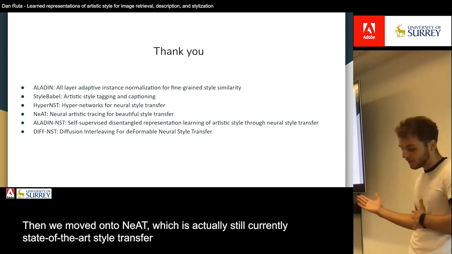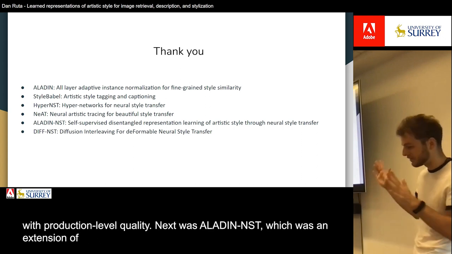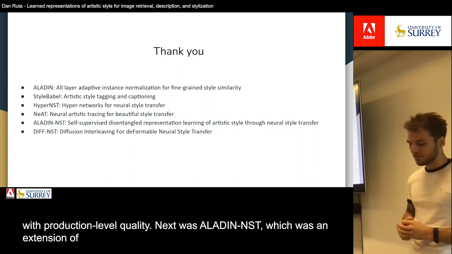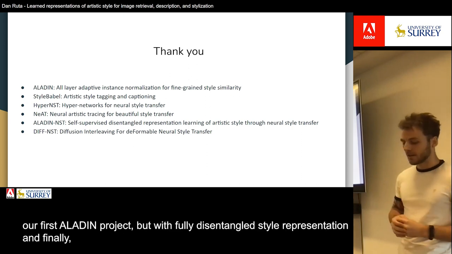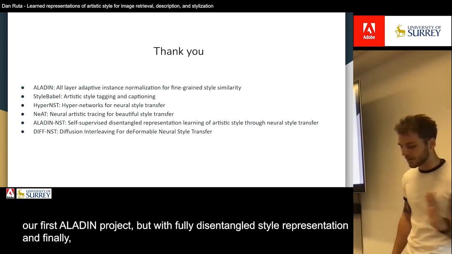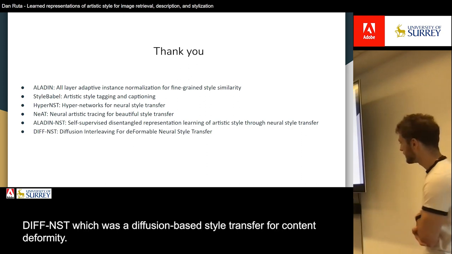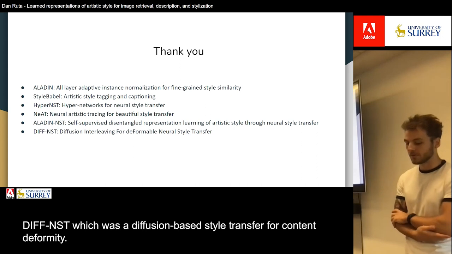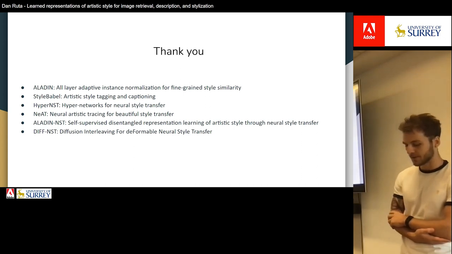Then we moved on to Neat, which is actually still currently state-of-the-art for style transfer with production model quality. Next was ALADIN-NST, which was an extension of our first ALADIN project, but with fully disentangled style representation. And finally, DiffNST, which was the diffusion-based style transfer for content deformation.